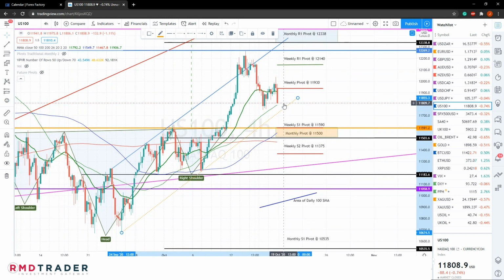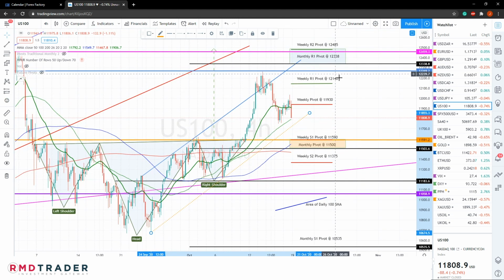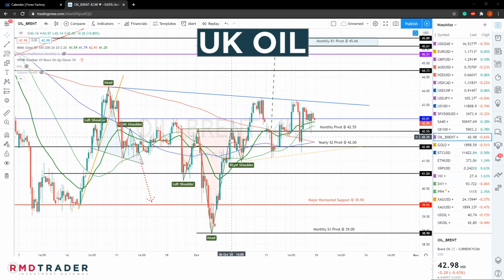If, however, we do continue our bullish run and manage to get back above the weekly pivot at 11,130, the targets, or at least the areas of resistance, would be the weekly R1 pivot at 12,140, and then if we do get above these levels, we could perhaps reach our full target, which sits at that weekly R2 pivot at 12,485.